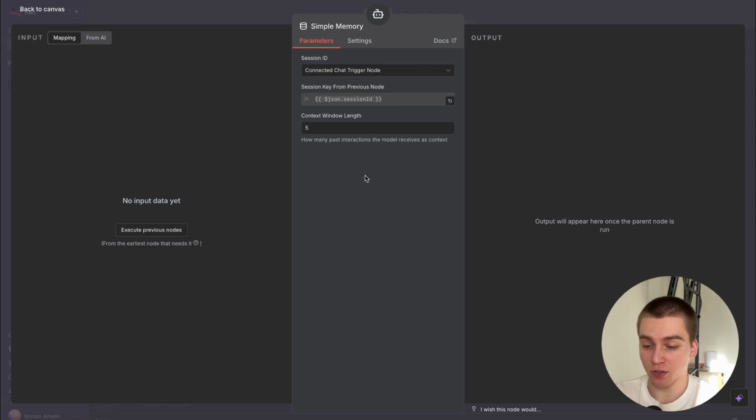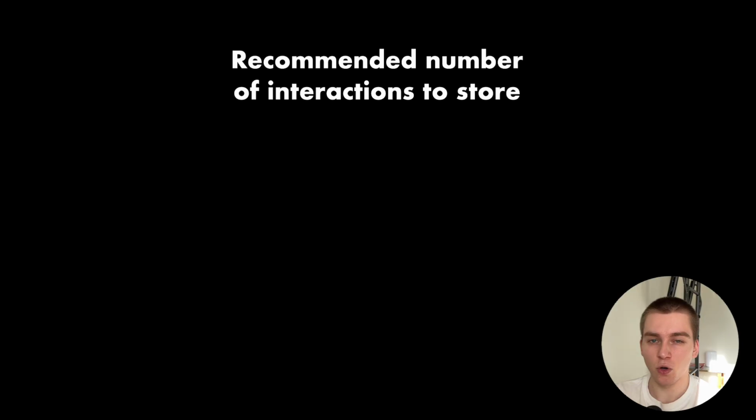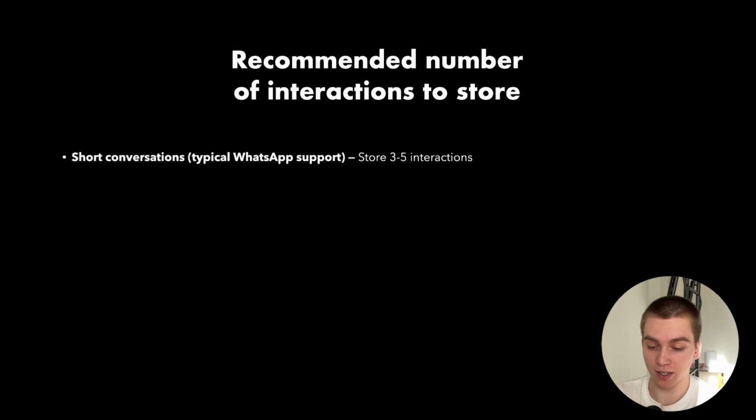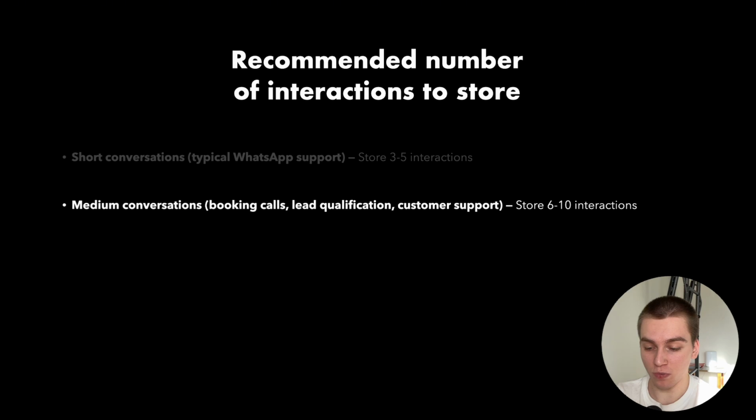And here you might ask, how long should the context window length be? It depends on the scenario. So here are my recommended numbers of interactions to store inside of your memory. If you have short conversations like a typical WhatsApp support, store 3 to 5 interactions. It's fast, cheap, enough for basic context. Then you might have medium conversations for booking calls, lead qualification, customer support. Here you can store from 6 up to 10 interactions. This is the ideal range for most business WhatsApp agents, and it's great for keeping enough context without increasing model costs too much.